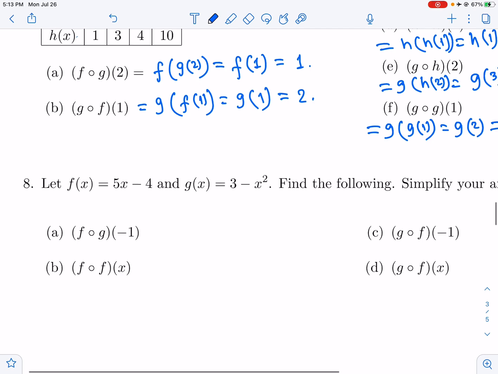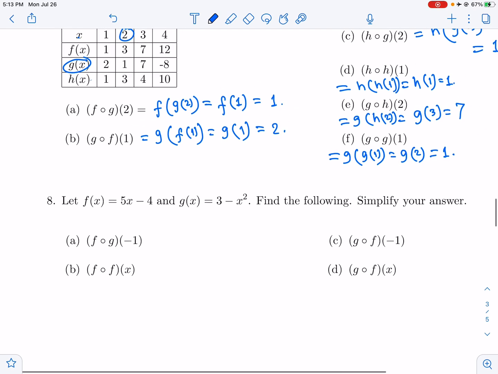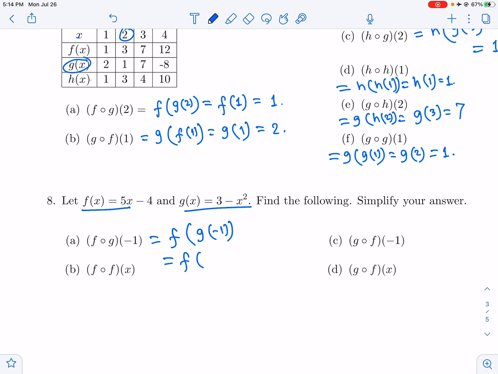Now number 8. Here we are given two functions, f and g. We need to determine these values. So here it's the same thing like the earlier. We don't have a table, we have to compute the values here. So f at g at negative 1.